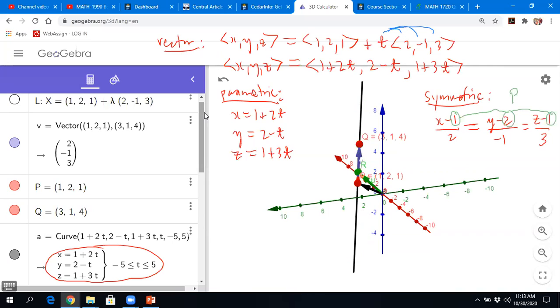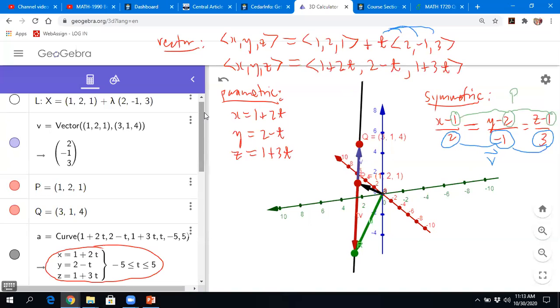What other information can you immediately get from the symmetric equation? You see the denominators? 2, -1, 3. What is that? That's the direction vector, right?